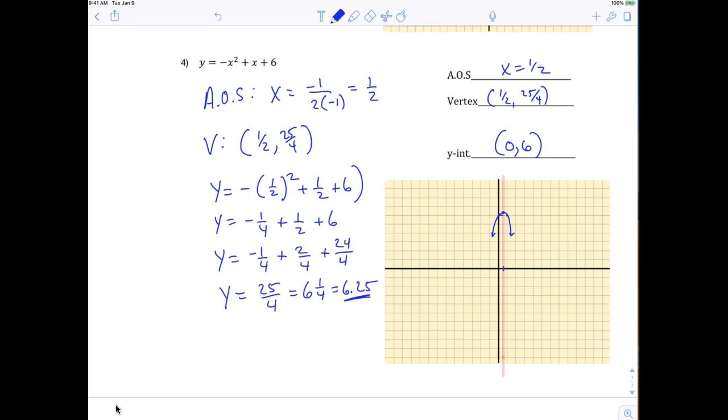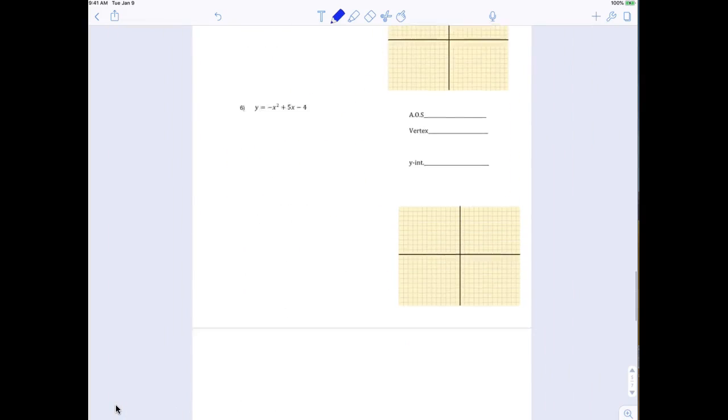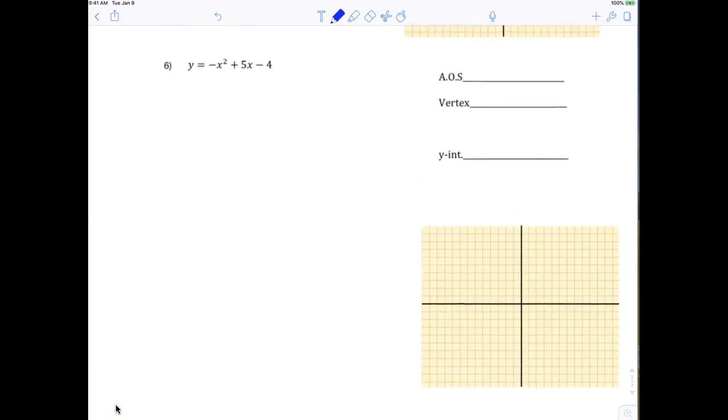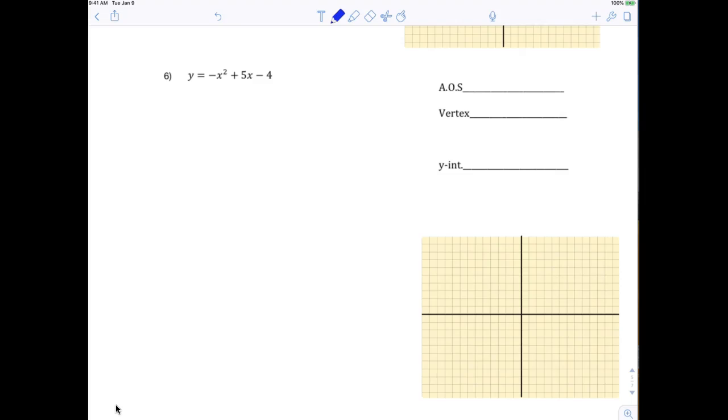All right. So now everybody jump to question number 6. All right. Let me give you a minute. See if you can handle the fraction. All right. Check out question number 6. Let's go. See if you remember.